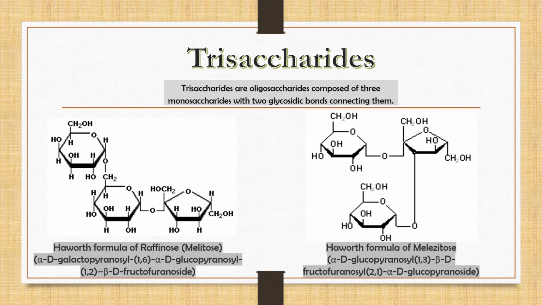We also have melezitose, maltotriose, and kestose. Trisaccharides are found in various biological systems and have important roles in energy storage, cell recognition, and immune response. They can be synthesized through stepwise addition of monosaccharides and can be hydrolyzed to their constituent monosaccharides by enzymes such as trehalase and sucrase.